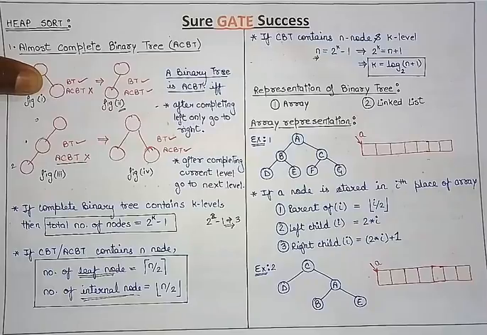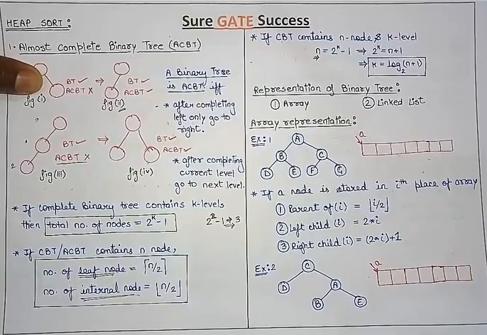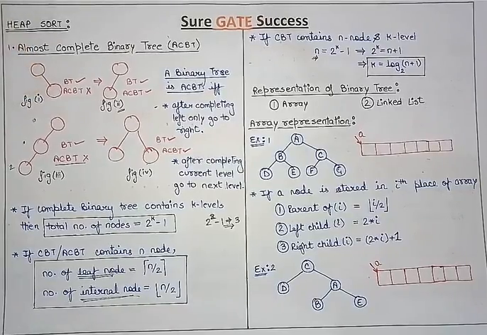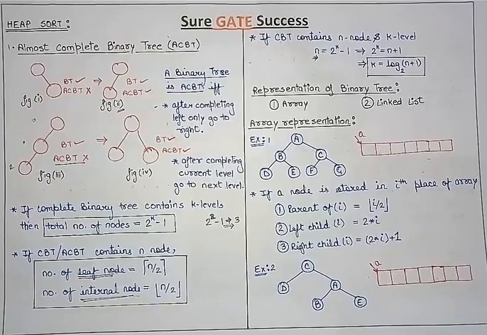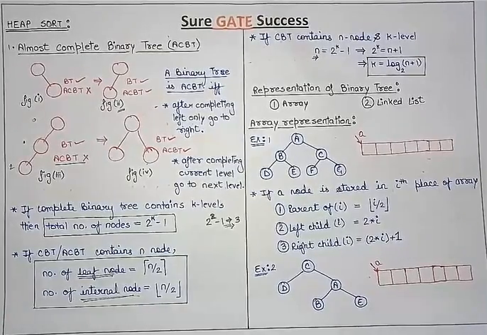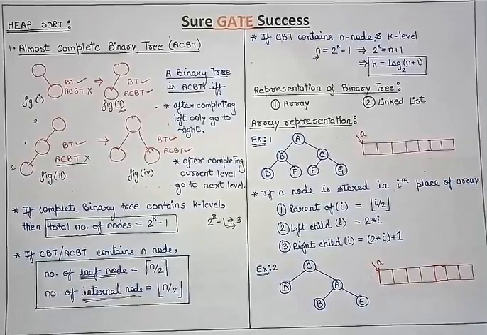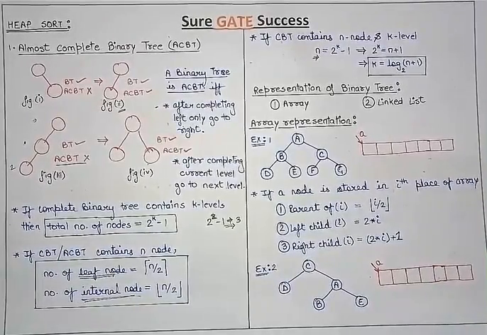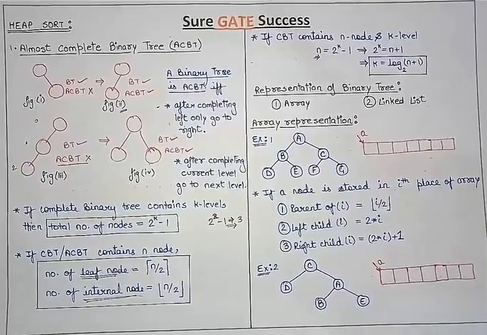Representation of a binary tree. A binary tree can be represented in two ways: one is with an array and the other is with a linked list. But the array representation is most important, because array representation is best for a complete binary tree or almost complete binary tree. For the rest we can use the linked list, but it is not very commonly used, so we focus only on the array representation.